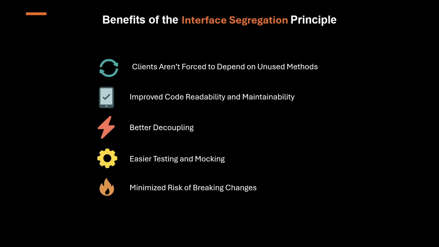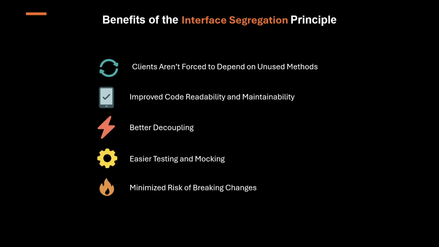Minimized risk of breaking changes. Now, this one is huge. When interfaces are lean, making a change to one of them doesn't risk breaking dozens of unrelated classes. With ISP in place, changes become localized and the risk of ripple effect is significantly reduced. This means more stability and less stress during refactoring.